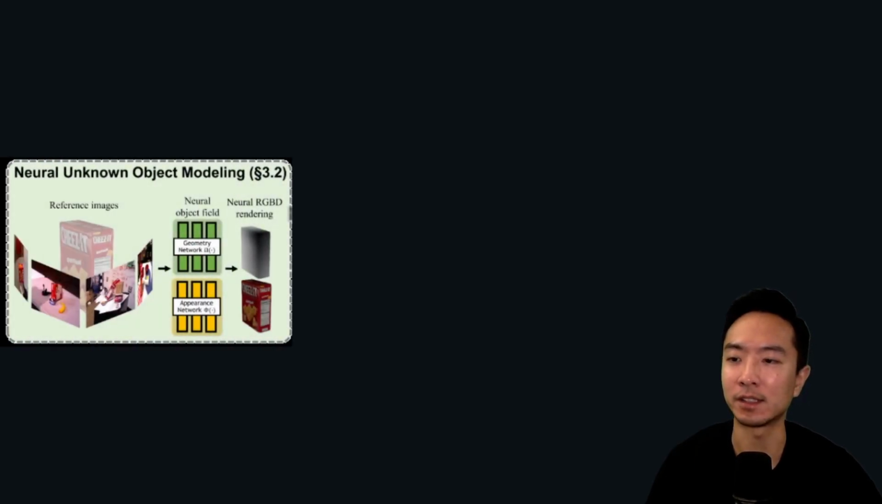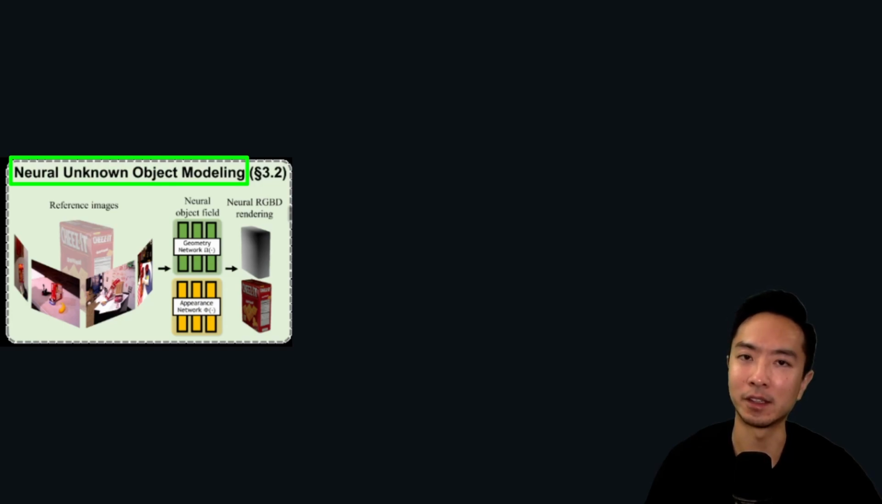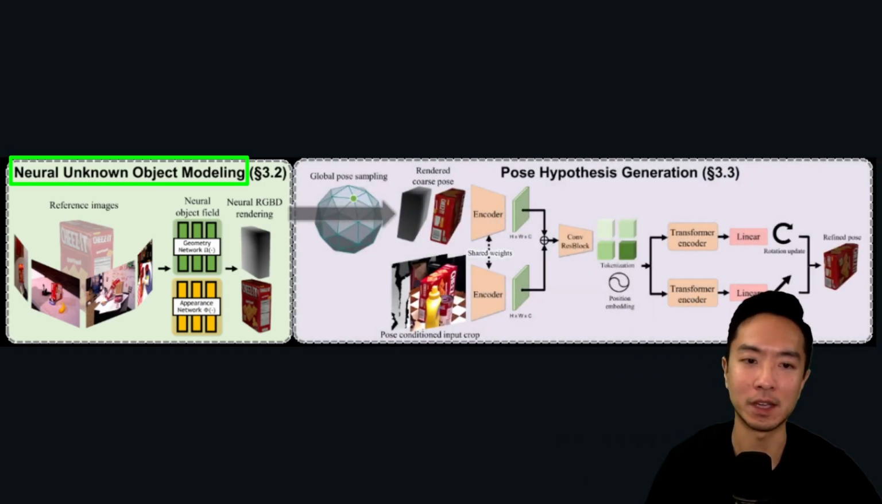So if we take a look at the next part, we see that here we start off with the neural unknown object modeling. So the idea of this is you have a bunch of images from different scenes, kind of like NeRF, and then you create a 3D model. And then once you have that, you pass it into this pose hypothesis generation of encoders and transformer architectures to give you an estimate of your pose that you think your object is in.